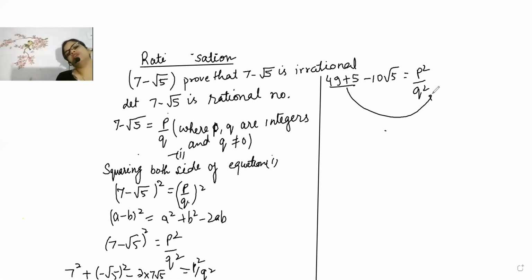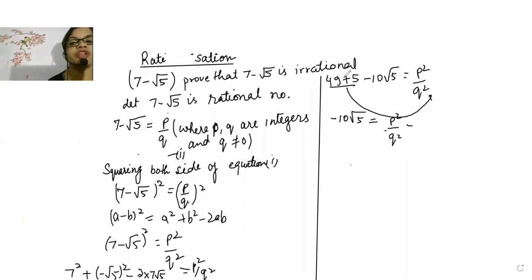You do one thing, you let the root be alone. So let this root be alone. Root is creating problem for us now. So let this root be alone, beta. Let this root be alone. So what we are going to write here, beta? So minus 10 root 5, we will shift it as it is. And what we will write, minus this one is equal to P square by Q square. Now shift this one, 49 plus 5 will become, beta, how much? 54.